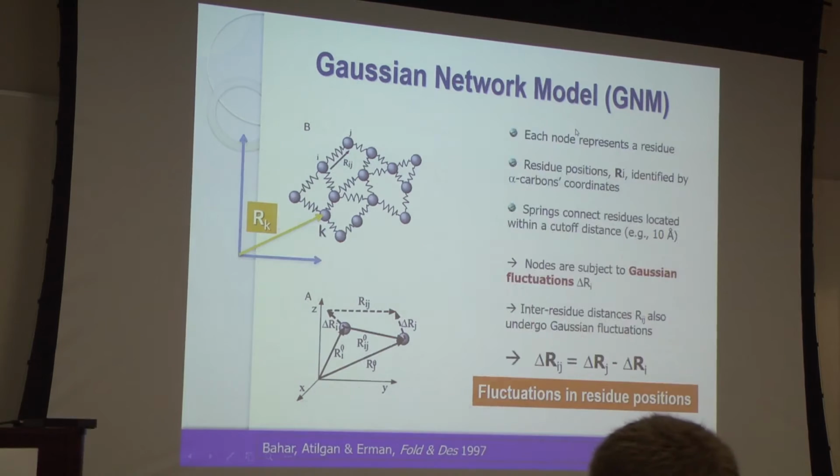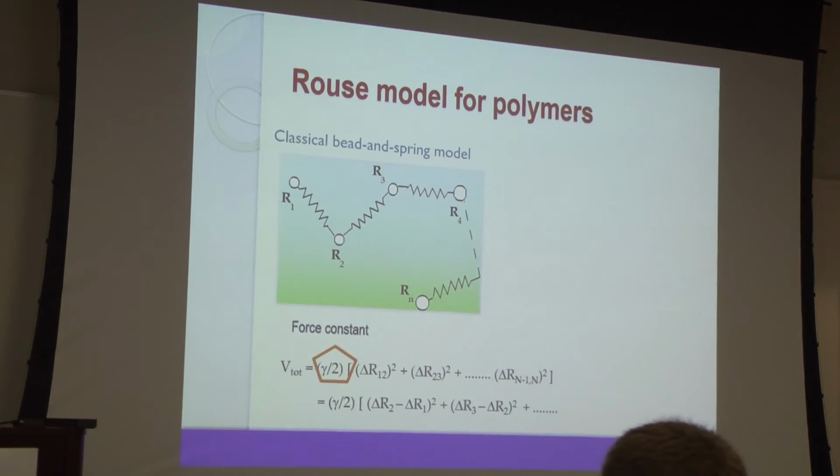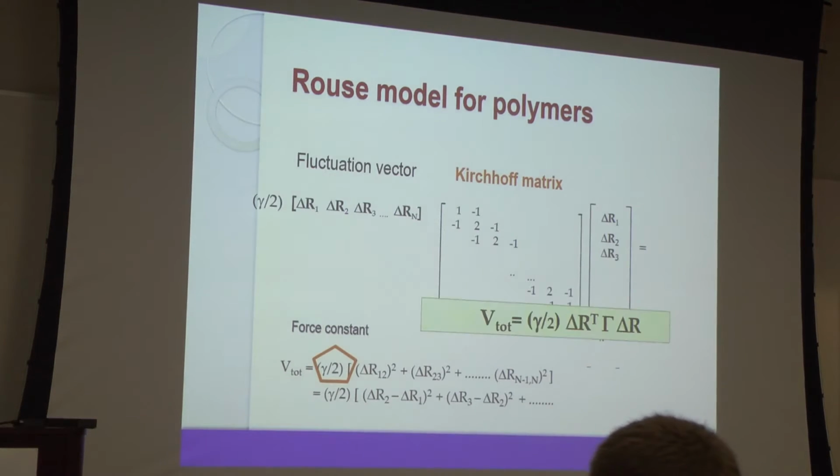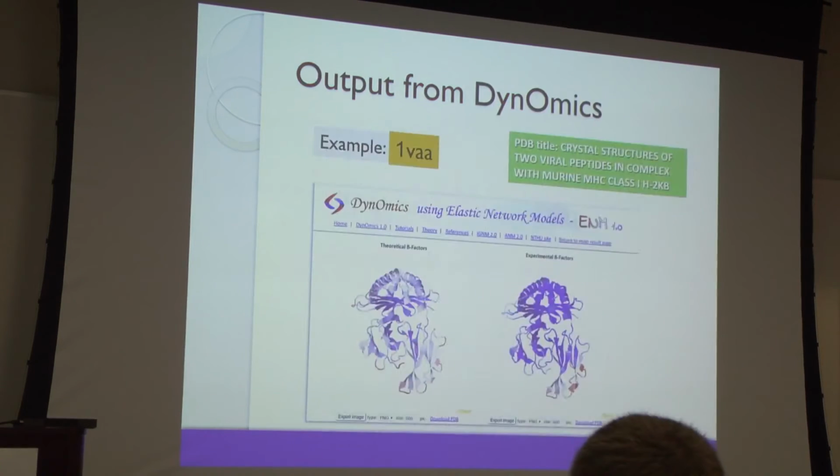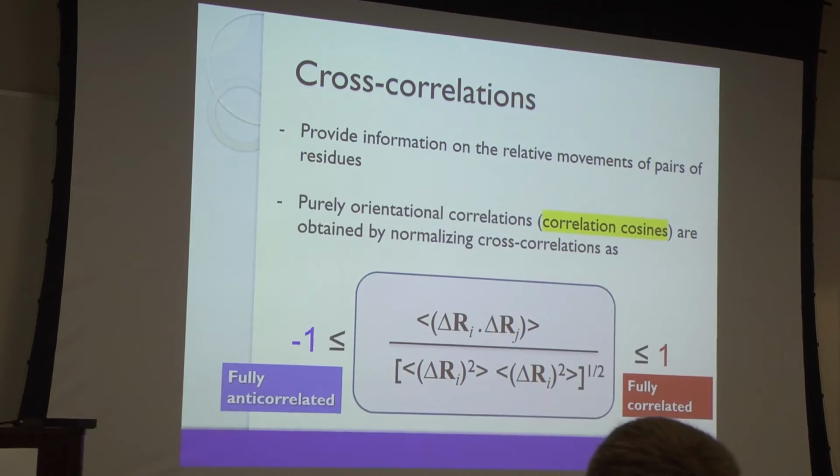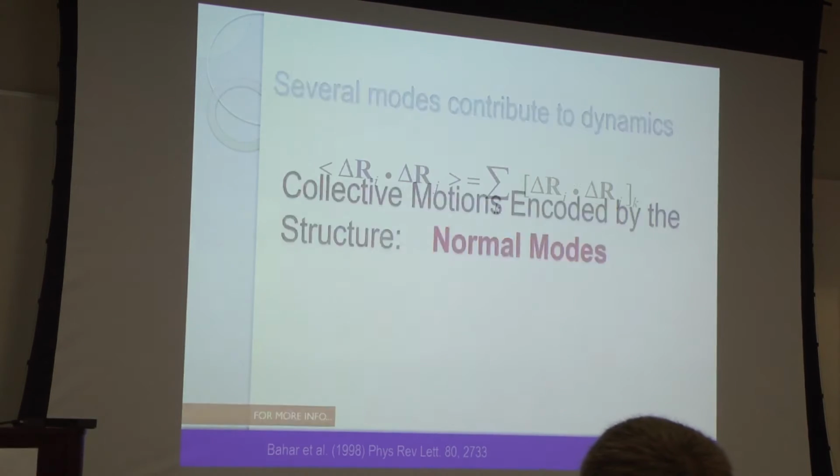We will stop. Now I will keep going. Now in the Gaussian network model, this is a review.